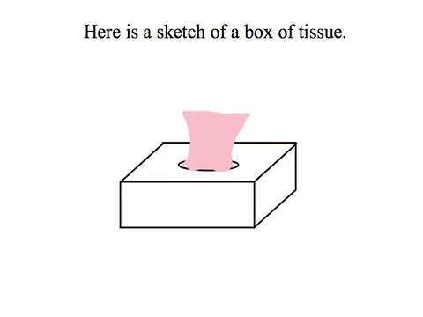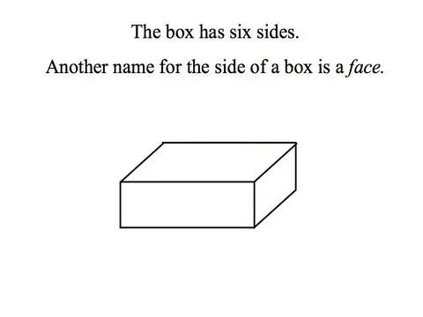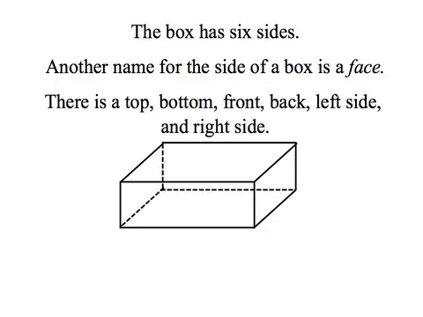Here is a sketch of a box of tissue. And now, for the purposes of this lesson, we'll look at a box of tissue that is yet to be opened. The box has 6 sides. Another name for the side of a box is a face.